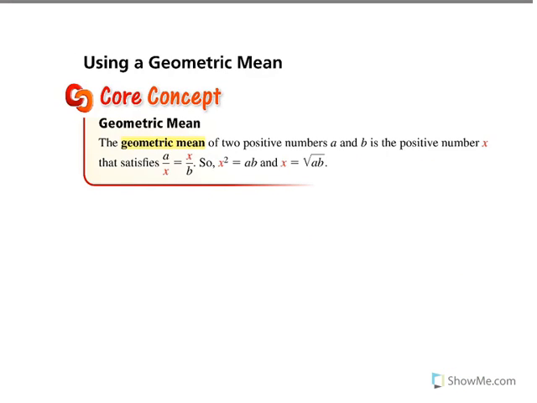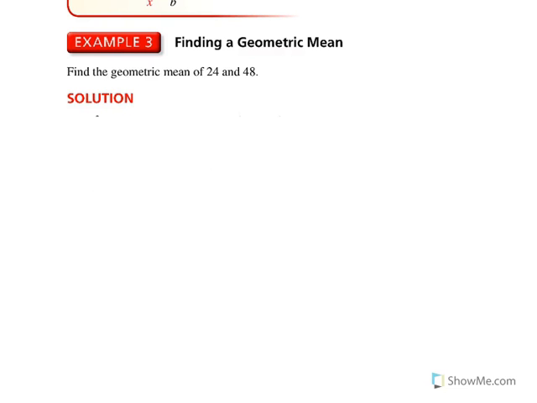Next thing we're going to talk about is the actual geometric mean of two positive numbers, a and b. It is the positive number x that satisfies a over x is equal to x over b, so that x squared is equal to a times b, and x is equal to the square root of a times b. Now, I know that's a lot of variables, so let's try an example.